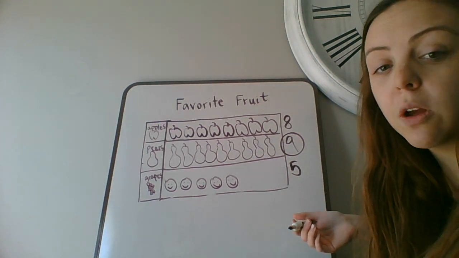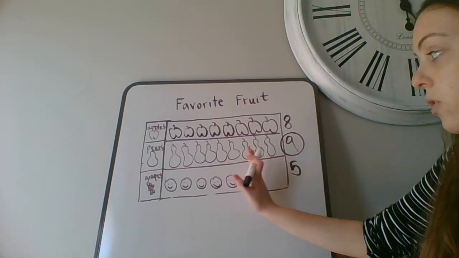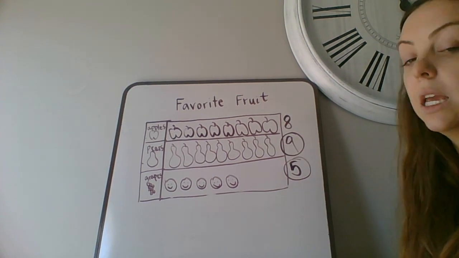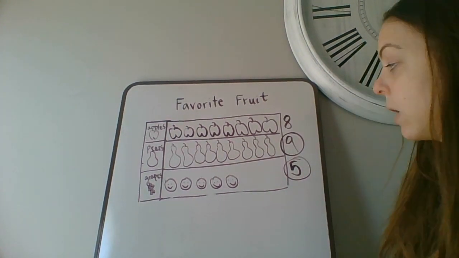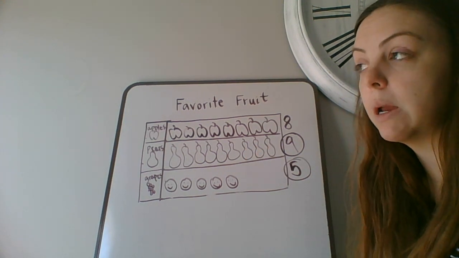And then if I said, which fruit was the least favorite, you would say, well, clearly grapes because first of all, the thing is super empty. Look at all the space that wasn't filled up. And obviously 5 is the lowest number, right? So you would say 5 is the smallest number out of those. The least amount of people picked grapes.